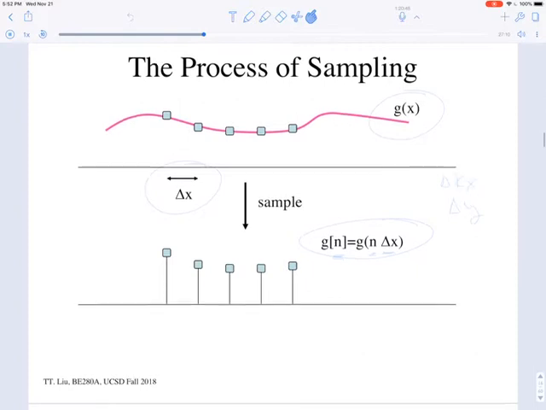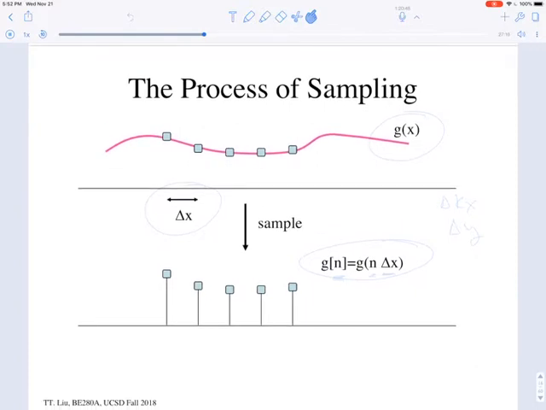So let's take a little bit of review and talk about some of what you need to know about sampling. Sampling is essentially taking a continuous object and converting it into discrete samples. In this case, the sampling interval is delta x. It could be anything, for example delta kx or delta y, but here we're just saying it's delta x. These are samples. G of n is a sample of my object at the nth interval of delta x. That's all it is.